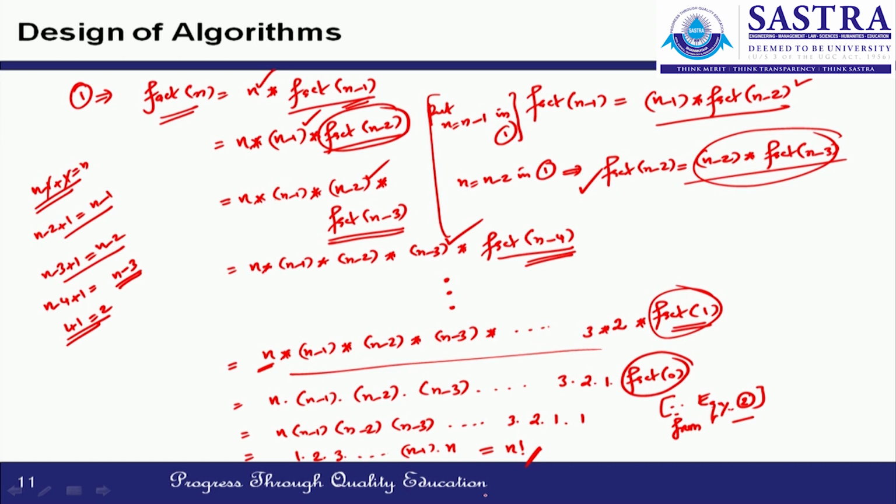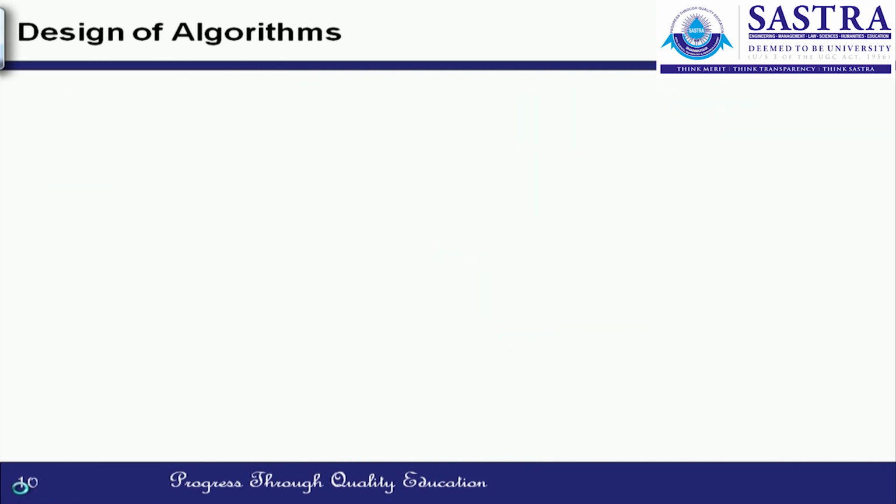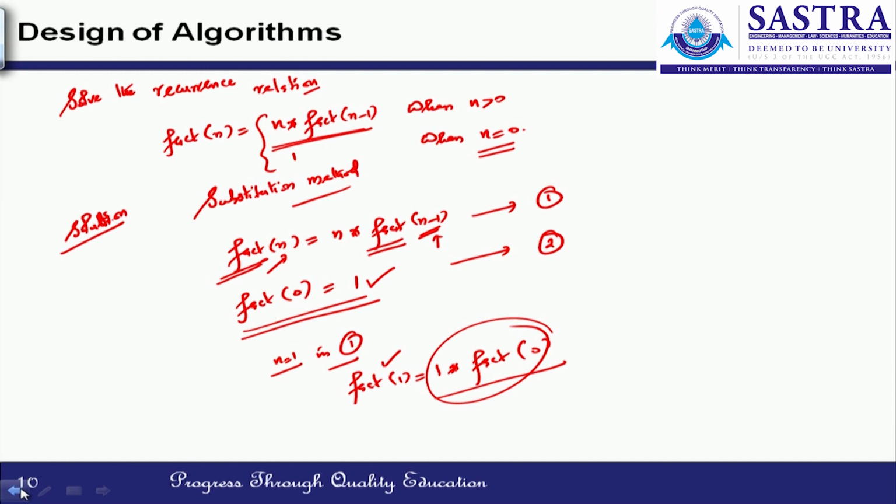What is the left hand side function call? Fact of n, on the left hand side. Fact of n is equal to 1 into 2 into 3 into etc., n minus 1 into n. That means the value of n factorial is obtained. So clearly this recurrence relation defined by equations 1 and 2, fact of n is equal to n into fact of n minus 1 and fact of 0 is equal to 1, outputs the value of n factorial.